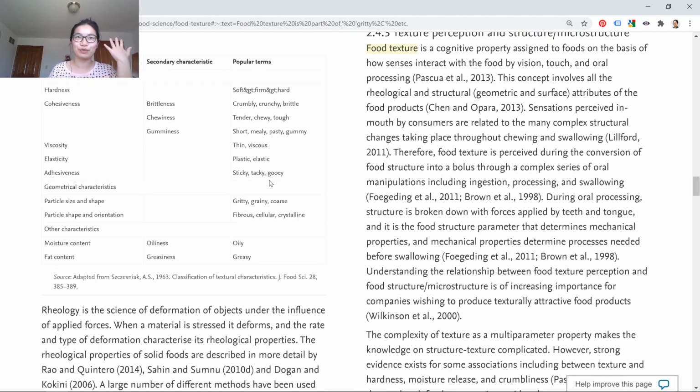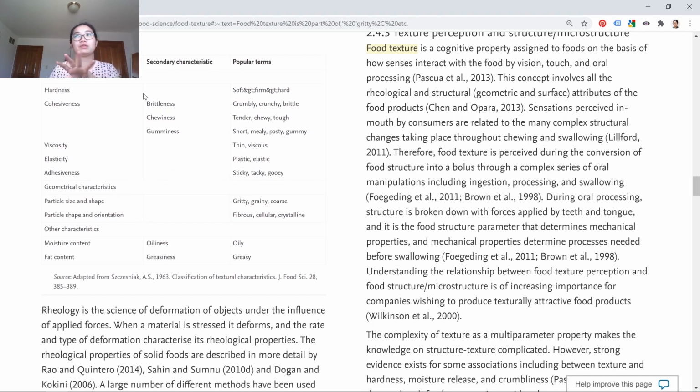One of the hardest things about doing research for these projects is trying to understand where to look, because I have no domain knowledge or expertise on it. But the way they broke down how to categorize textures of food is through primary and secondary characteristics. There are mechanical characteristics, like how hard it is and how cohesive it is, and they have geometric characteristics as well. So I thought this was really interesting.